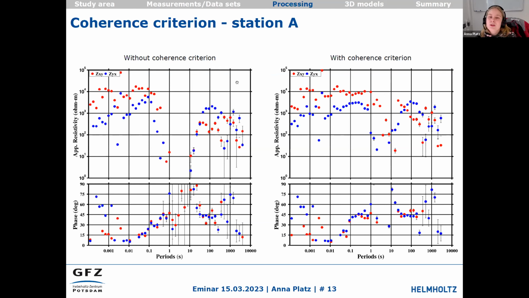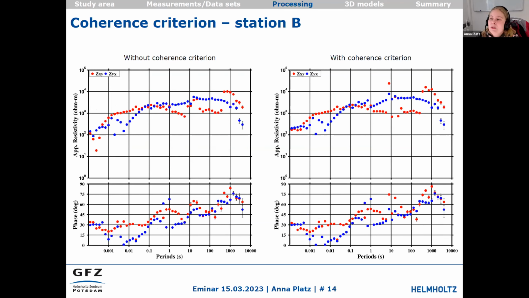And here you see the results for our station A, which I showed already before. On the left-hand side, we see again our result from the robust single-site processing. In contrast, on the right-hand side, I now also applied, in addition, a coherence threshold, and we see that we get improvements, especially in this frequency range between 100 Hertz and 1 second.